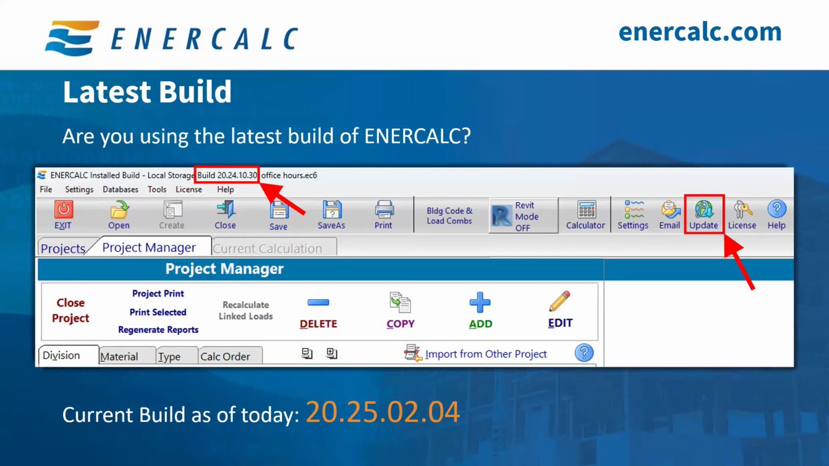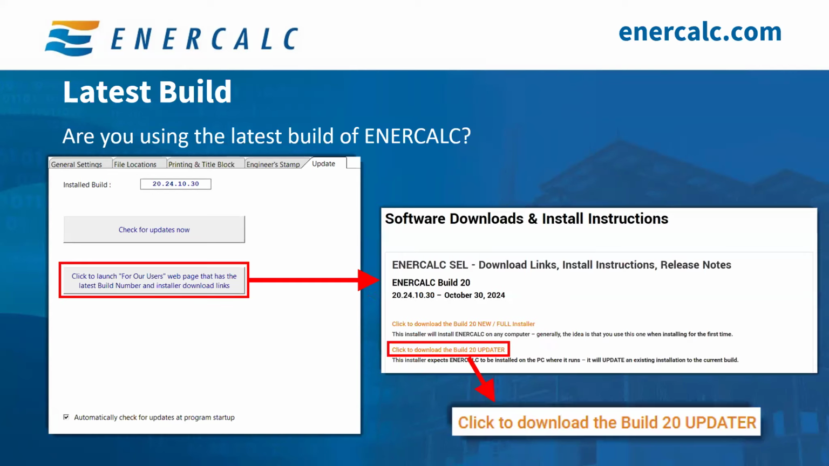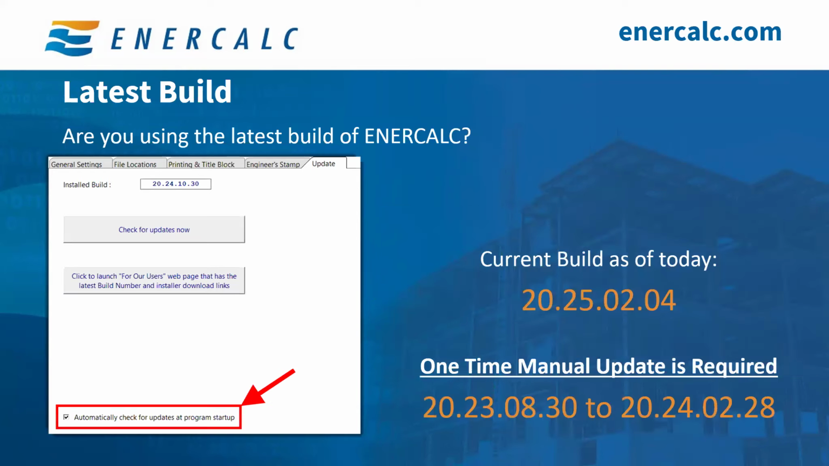At the very top right side of the program, there is an update button in the ribbon bar, and if you click on that, this window will pop up, and you will be able to check for updates by launching the For Our Users page, and you can download the latest build from there. If you launch the For Our Users page, you can install the latest build update under the software download section. Once this file has been downloaded, you can launch it and you'll be running the latest and greatest build of ENERCALC. Very simple and quick process.